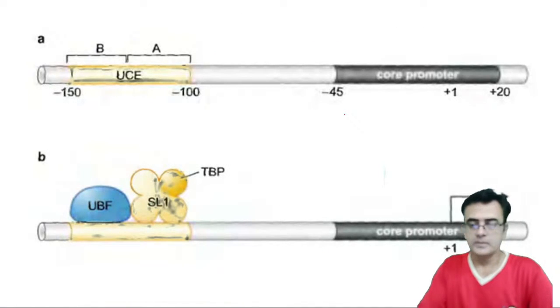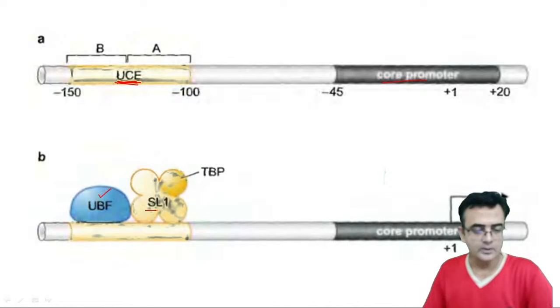Okay. See, this is the promoter. I mean, two different kinds of promoters are there for the synthesis of rRNA. This is the core promoter, and this is the upstream control element, UCE. This is another part of the promoter, and here the proteins UBF and SL1 will bind to regulate the transcription.